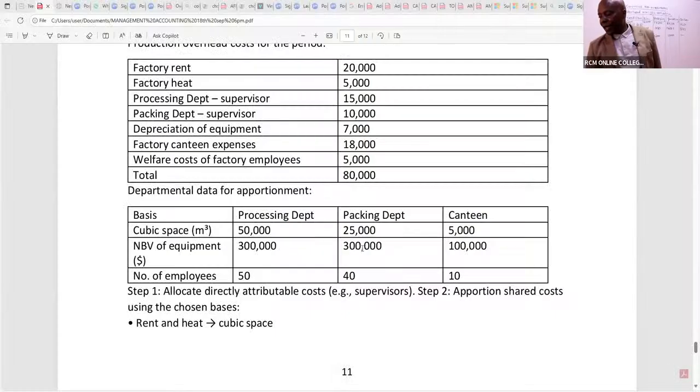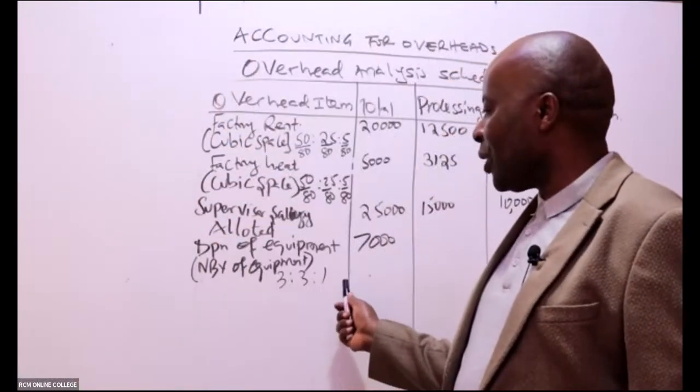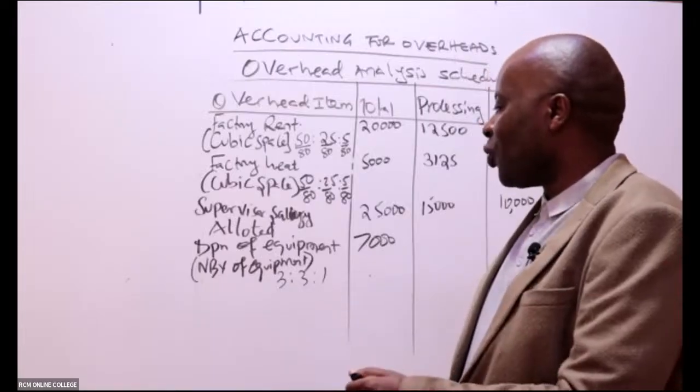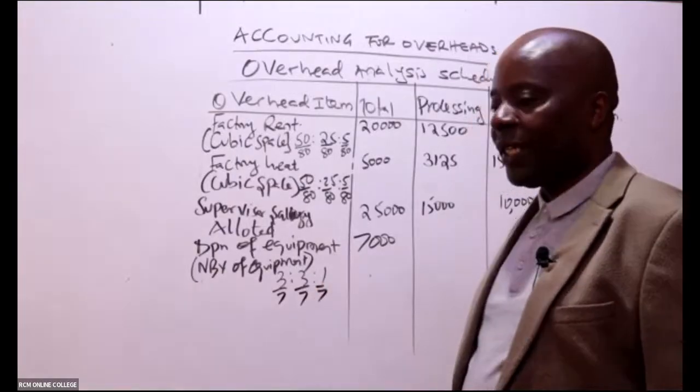Yeah, they've told me it is 300,000, 300,000, 100,000. I can chop all the zeros, and then I'll be left with 3:3:1. Even if I chop all the zeros, the proportions are the same, there's no problem, because I'm going to divide. The total ratio here is not 10, the total ratio here is 7. So then this will be 3/7, 3/7, 1/7, like that.